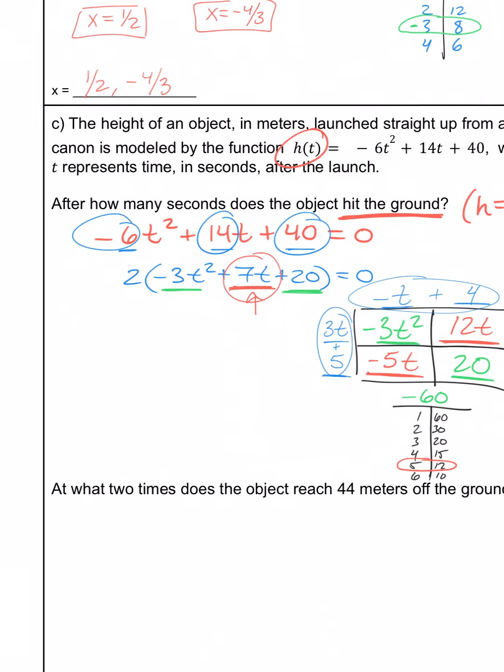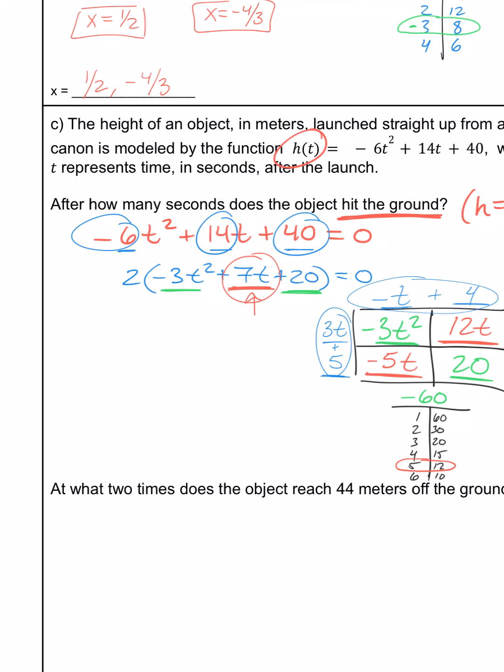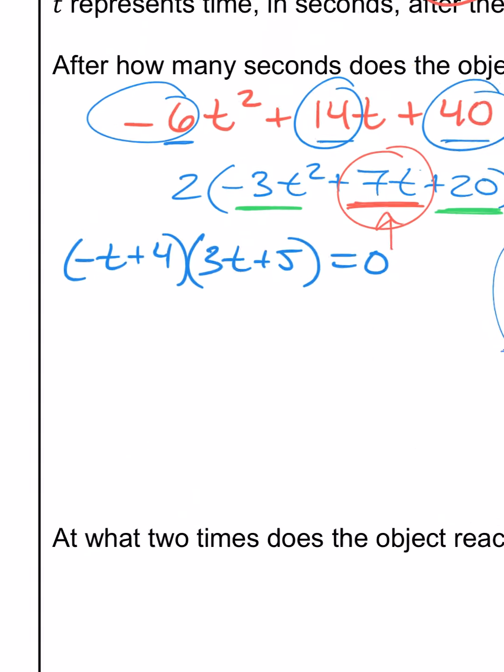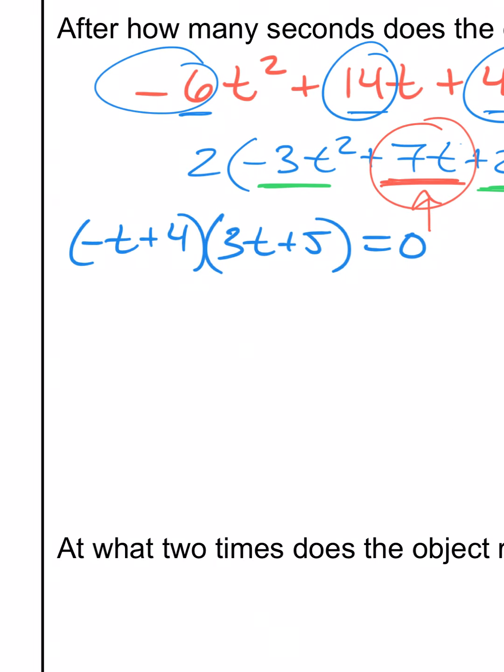Okay, so we're close to solving. Let's write these down. We have negative t plus 4 multiplied by 3t plus 5. This has to equal 0, just like we did in part A. Now let's solve. We have negative t plus 4 could be 0, or 3t plus 5 equals 0. Okay. Now what we can do is we can subtract by 4.